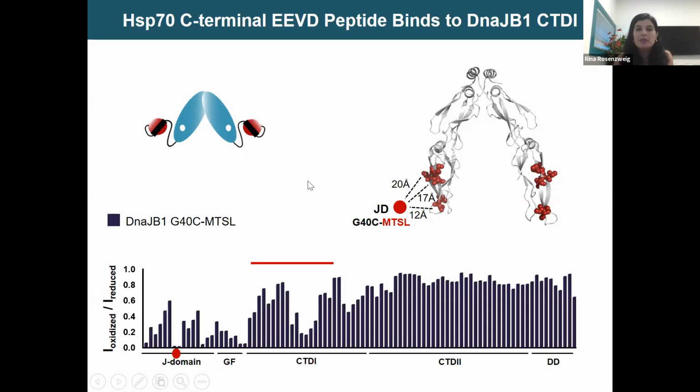And now I wanted to see, using the same PRE experiments, what happens when we add the C-terminal EVD tail.